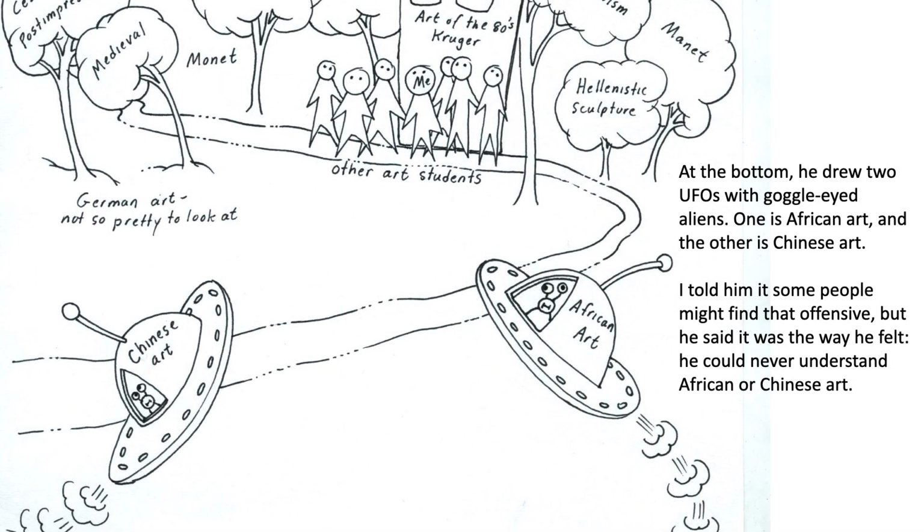And the most interesting part of this is down in the foreground, he drew two UFOs with these goggle-eyed aliens inside them. One is labeled African art and the other is Chinese art. So I told him in the class that some people might find that offensive, but he said, okay, but I had told him to do it because he said it was the way he felt. He could never understand African or Chinese art. So fair enough, that's the way he felt about them.